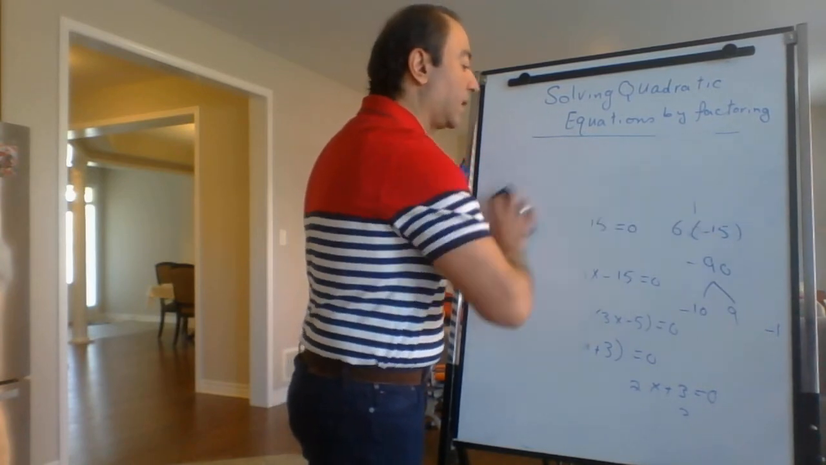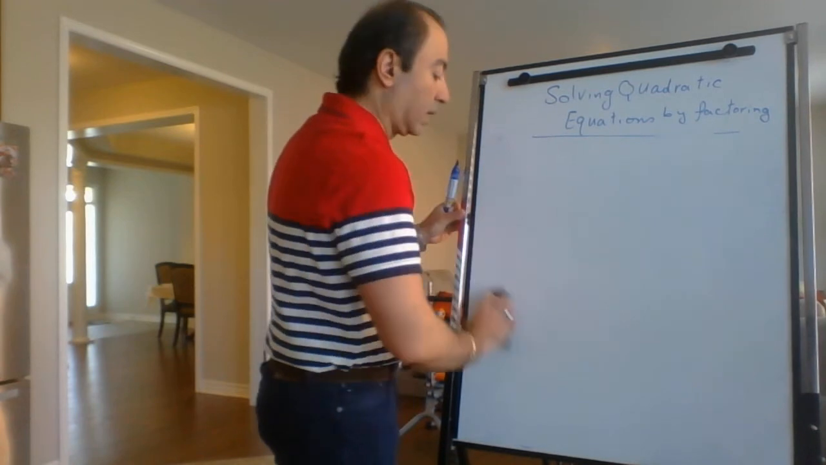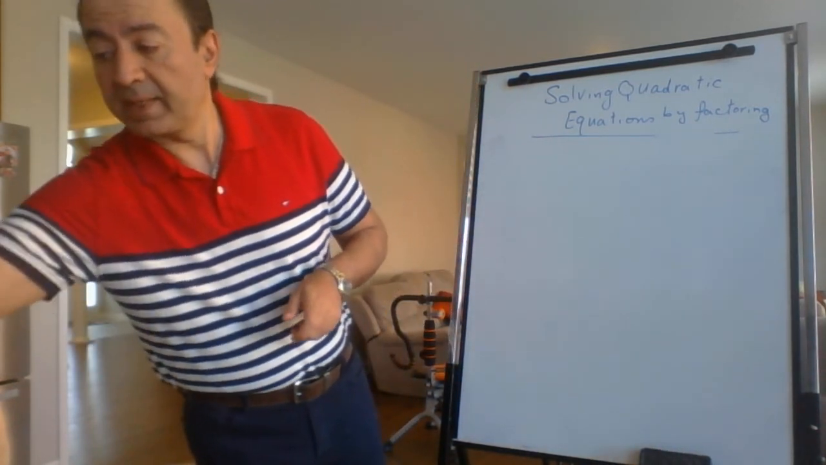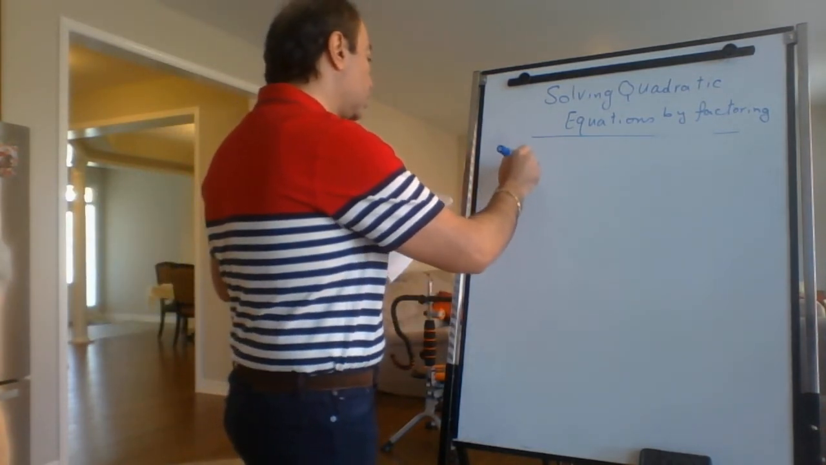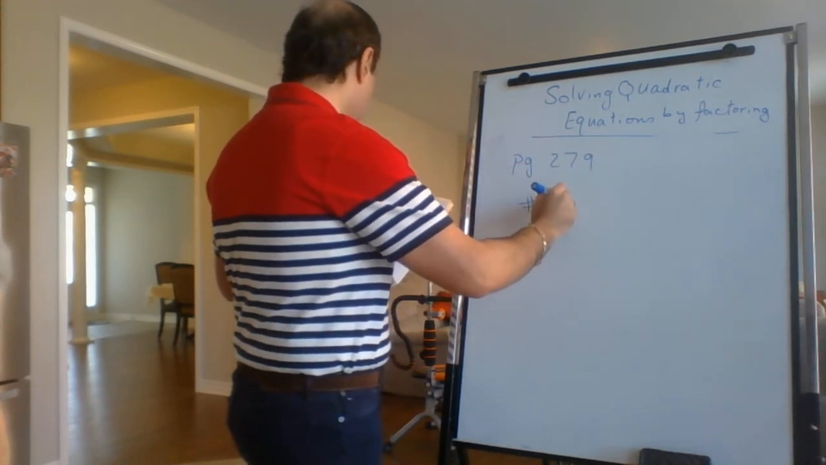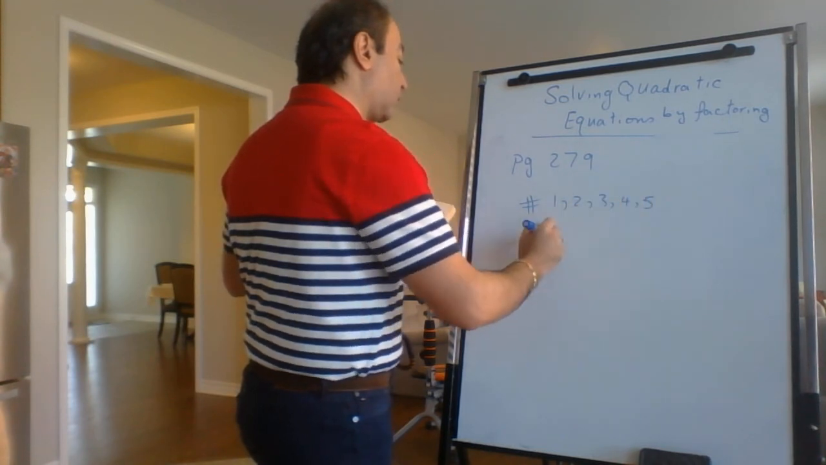So this is today's lesson, solving quadratic equations by factoring. I am going to give you homework from the book, and then if you have questions, please send me. So I want you to do page 279, number 1, 2, 3, 4, and 5. So simply from 1 to 5.